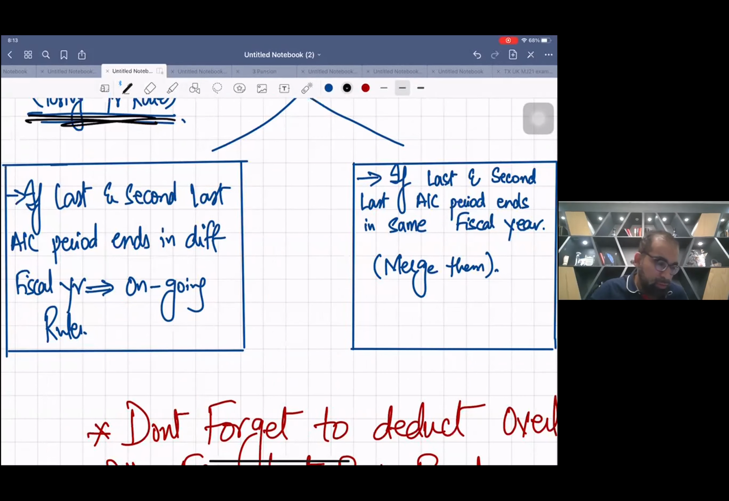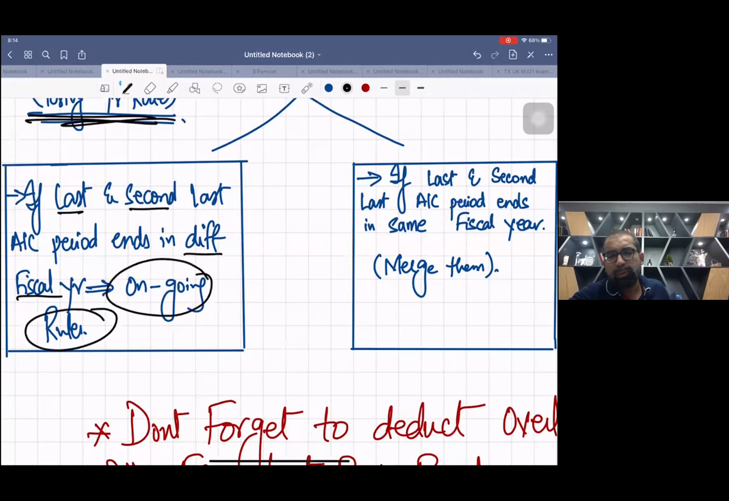Now, the first case: if the last and second last accounting periods end in different fiscal years, they both have their own fiscal year, then no need to do anything extra, just the ongoing rule. That's it.